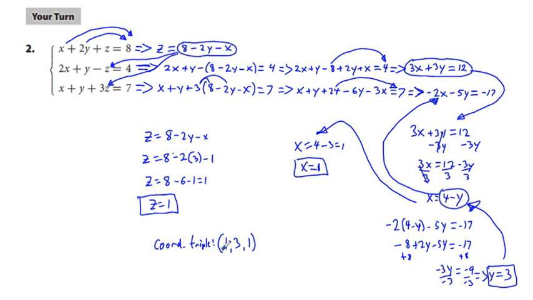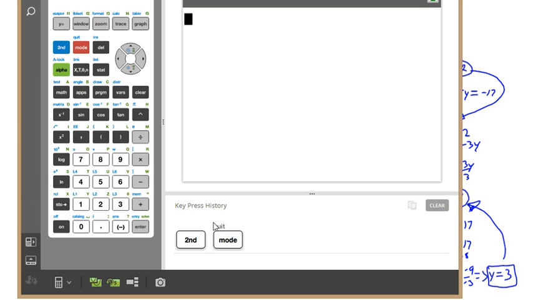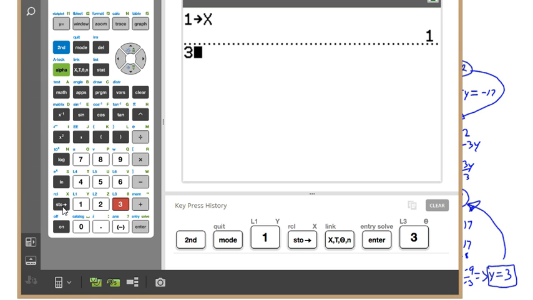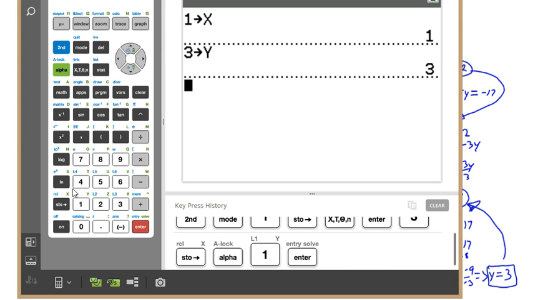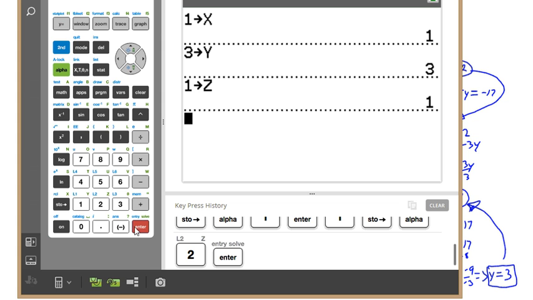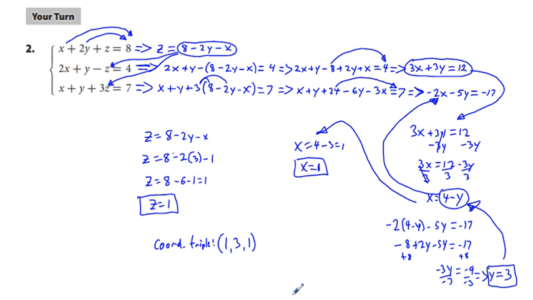And the last thing I'm going to do is go to the graphing calculator and just test one of those equations, maybe the last one. And we're going to put x is 1, so 1 store x, enter. We'll put in 3 store alpha y, enter. And then we'll put in 1 store alpha z, enter. And then the last equation, now we'd have to do it to work for all of these. So we're going to put x plus y plus 3z and see if that equals 7. Well, we should see that, right?